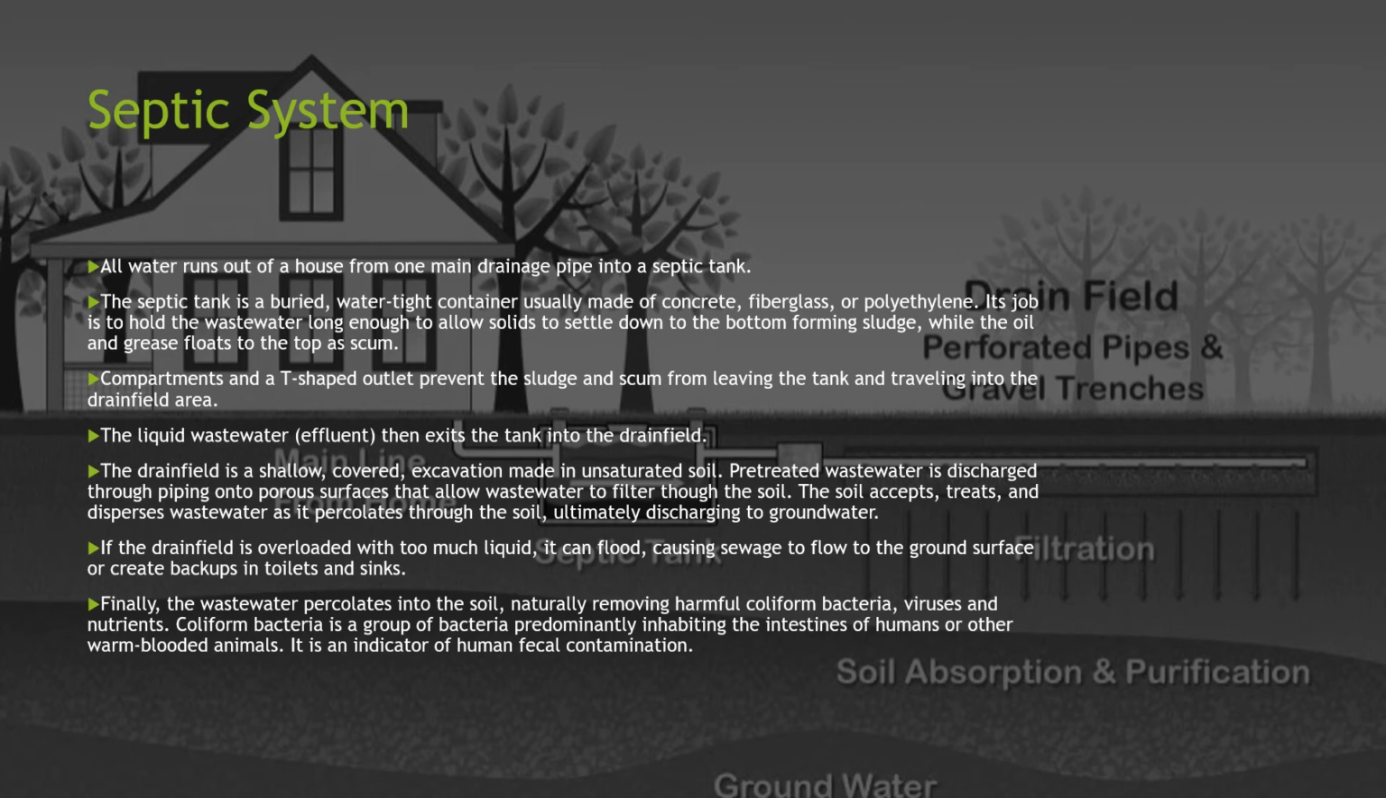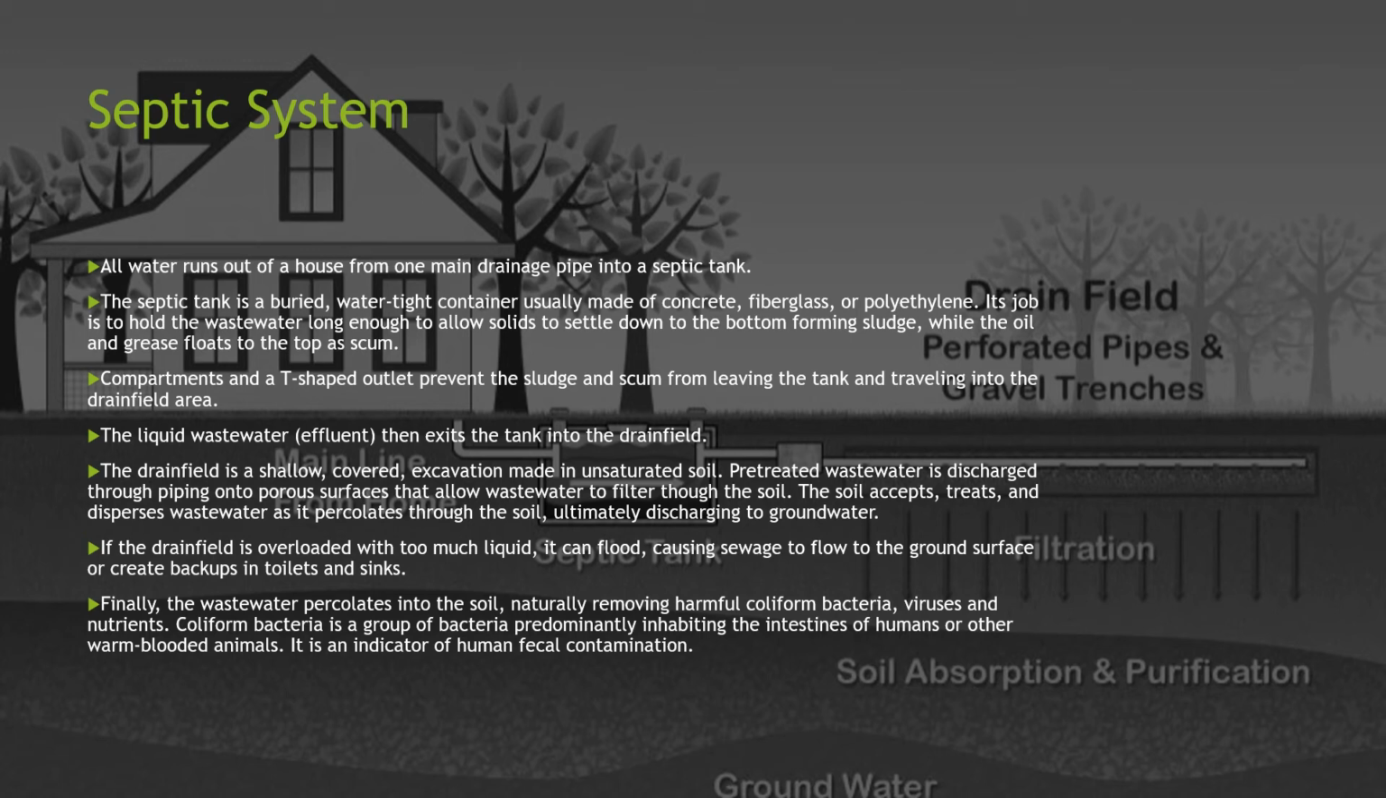Compartments and a T-shaped outlet prevent the sludge and scum from leaving the tank and traveling into the drain field area. The liquid wastewater, also known as effluent, then exits the tank into the drain field. The drain field is a shallow, covered excavation made in unsaturated soil. Pre-treated wastewater is discharged through piping onto porous surfaces that allow wastewater to filter through the soil.